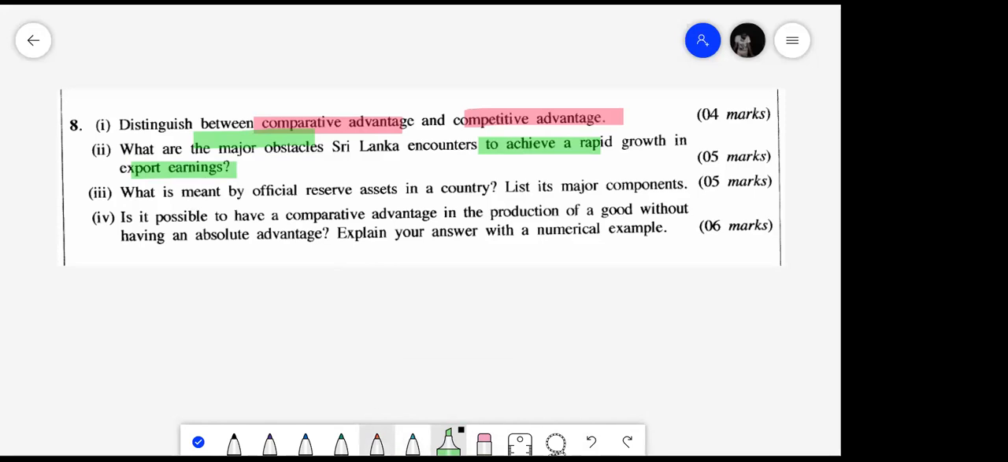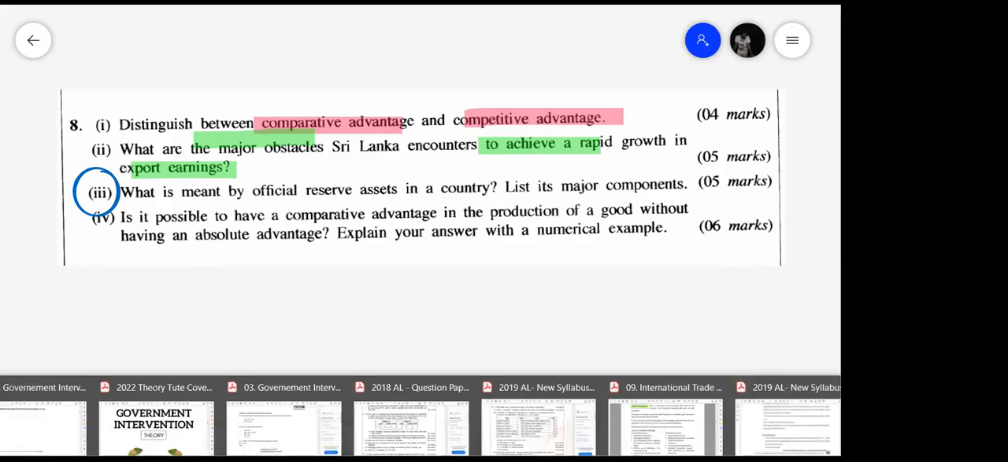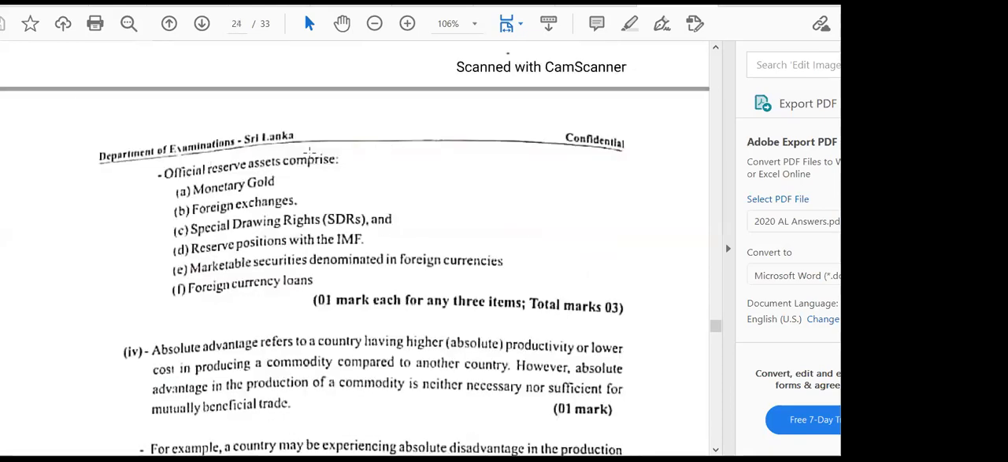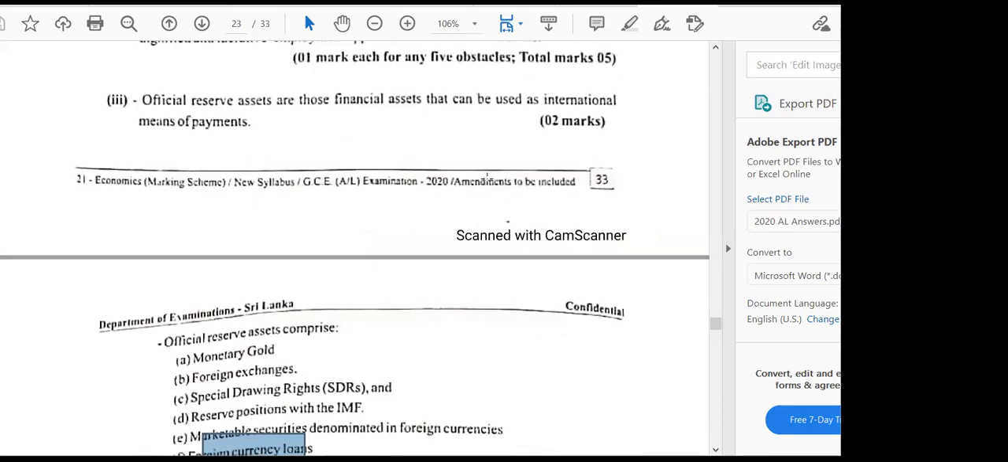Now this question was a little bit of a new one, but this would have been in your tudes also. What is meant by official reserve assets and what are its components? So I'll directly share the answer itself. Official reserve assets are the financial assets that can be used as international means of payments. They comprise monetary gold, foreign exchange, special drawing rights, reserve positions of the IMF, marketable securities, and foreign currency loans. This should be there in your notes.